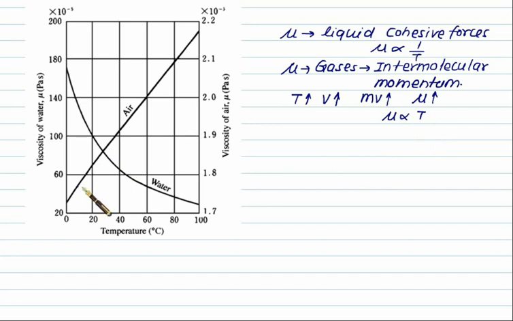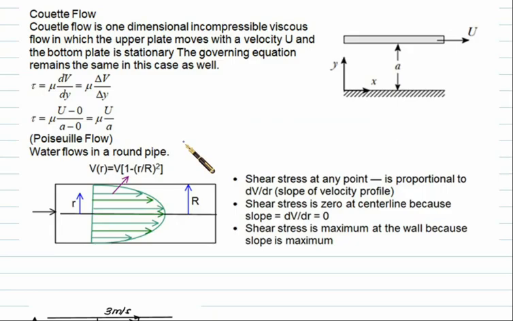Here we find the graph of air, and at 0 degrees Celsius the viscosity is very low, and then as the temperature goes on increasing, the viscosity also goes on increasing. So both are exactly opposite. In the case of liquid, mu is inversely proportional to T, and in the case of gases, it is directly proportional to T. If the fluid flow is taking place between flat plates, it is called Couette flow, and in particular in Couette flow, the top plate is moving and the bottom plate is fixed.